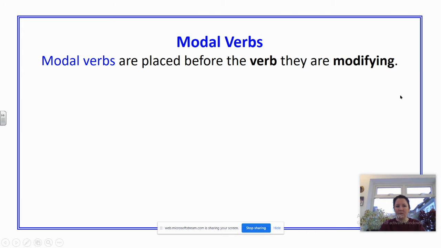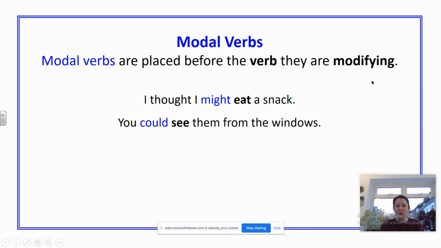So modal verbs, just like I've just said, are placed before the verb that they are modifying. So I thought I might eat a snack. You can see the verb here is eat, and the modal verb is might, and it's modifying that meaning of eat. So I thought I might eat a snack. You could see them from the windows. So see is the verb there. And if you put you might see them from the windows, then it would have been a completely different sentence. You could see them from the windows.